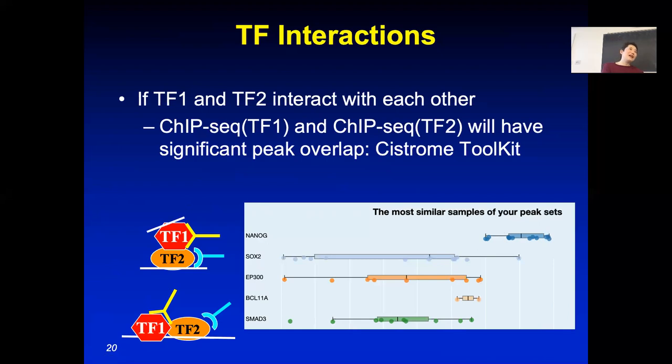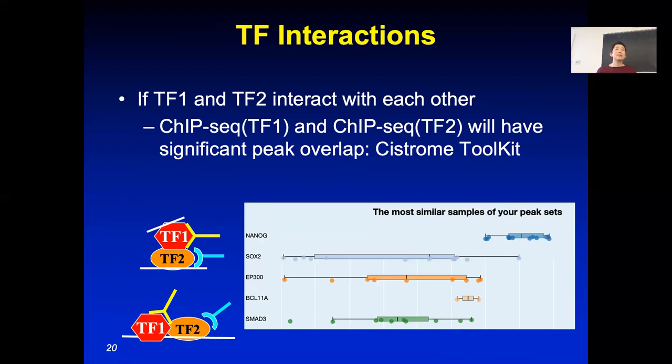If other people's Nanog ChIP-seq data look like yours, then yours probably worked, even if you are doing this in a different cell type. In addition, you can see SOX2 also has very good overlap. Actually, if you keep looking there, you can also see OCT4, which is a different official name. In fact, if you look at this, you can tell what transcription factors interact with Nanog.